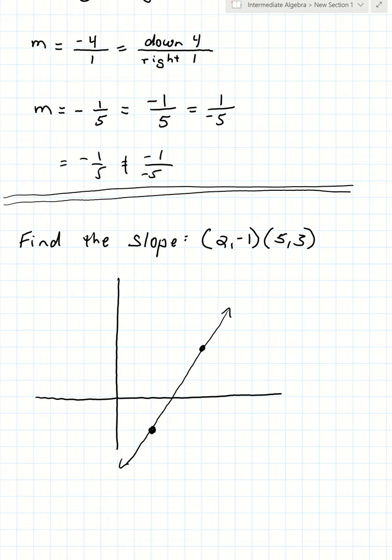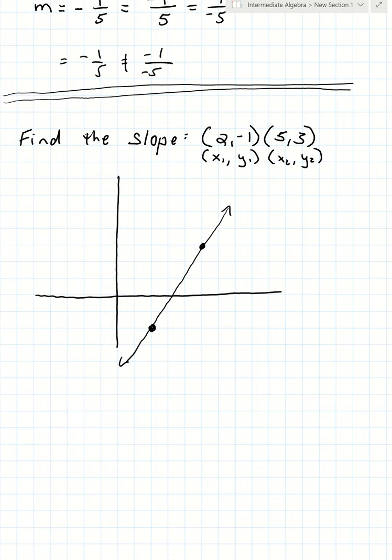Okay? And we are trying to come up with the slope. I am trying to figure out what my directions are if I'm going to move from this first point to this second point, because (2, -1) represents my x1, y1, and (5, 3) represents my x sub 2, y sub 2. And if I use my formula, recall the formula is y sub 2 minus y sub 1 divided by x sub 2 minus x sub 1.